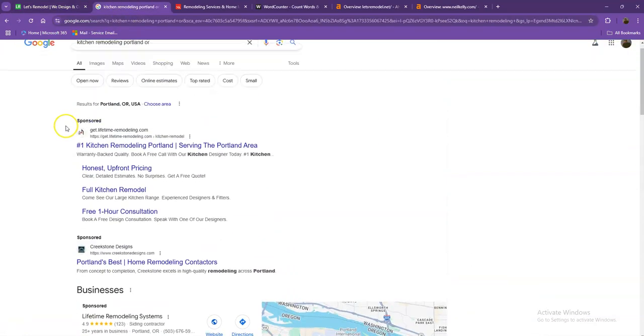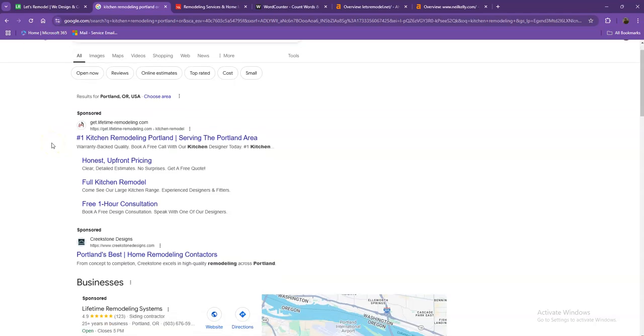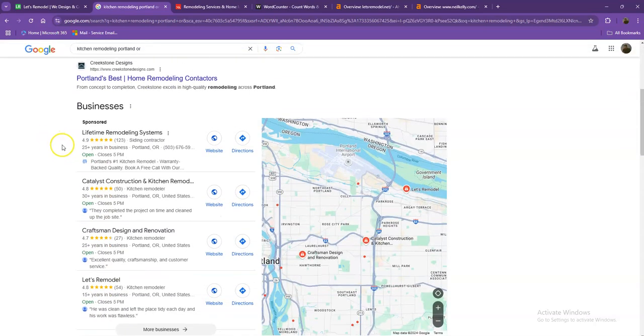So I did a quick search and I used the keyword kitchen remodeling in Portland, Oregon, which is a pretty good example of a strong keyword. Let's go ahead and talk more about the results that we have here. Starting off with the first one, these are what we call the sponsored or the paid ones, wherein people are actually paying for ads for their website to show up here. So we're not going to be talking much about the paid ones, but rather we'll move on to the next part.